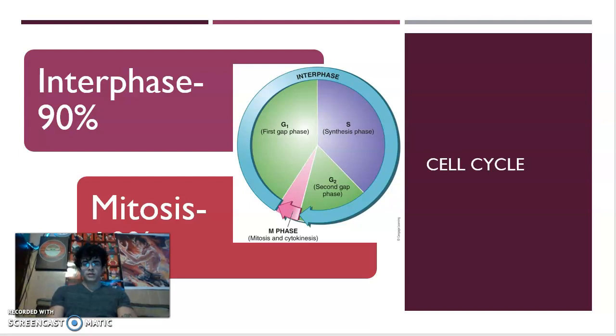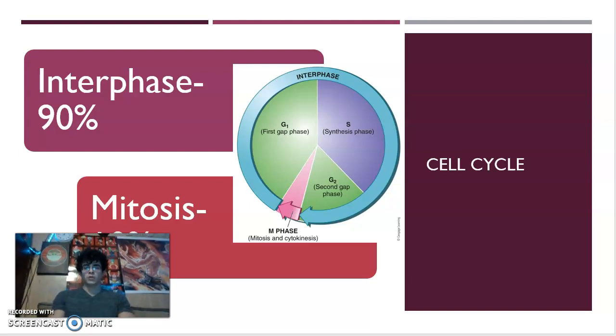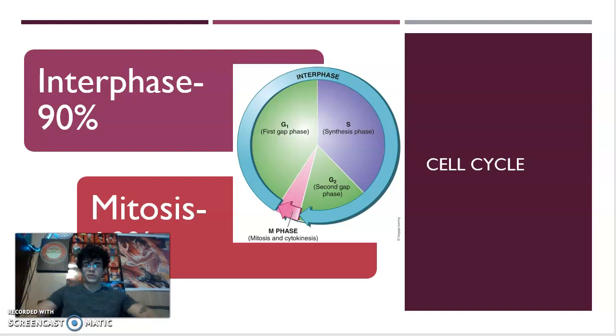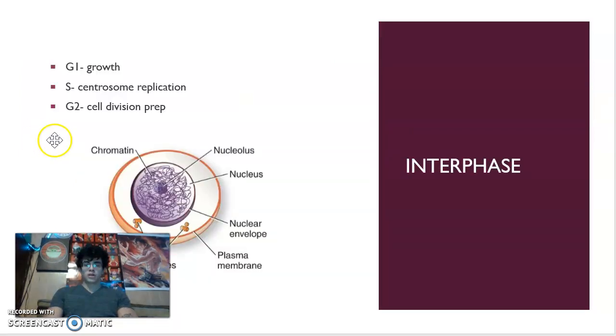Alright, so looking into the cell cycle, we have it broken down into two main parts. The first main part is going to be interphase, but that second crucial part is going to be mitosis. So we're going to be spending roughly 90% of the time of the cell cycle in interphase, and the remaining 10% in mitosis.